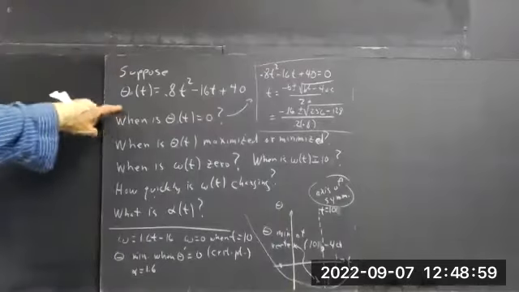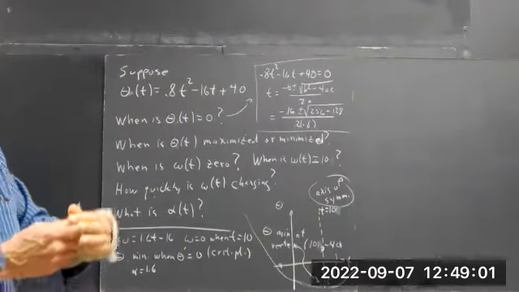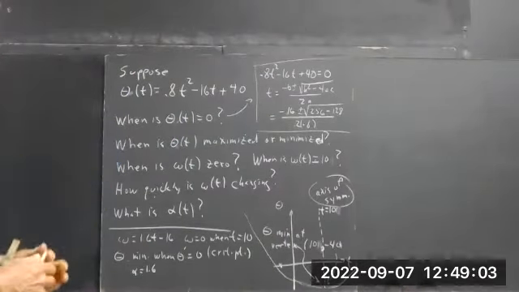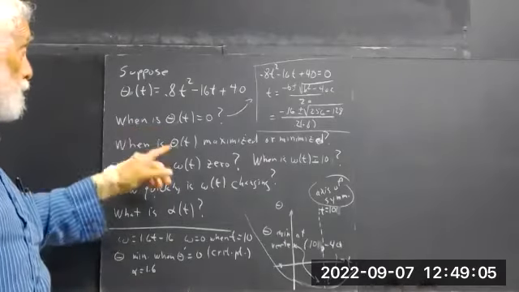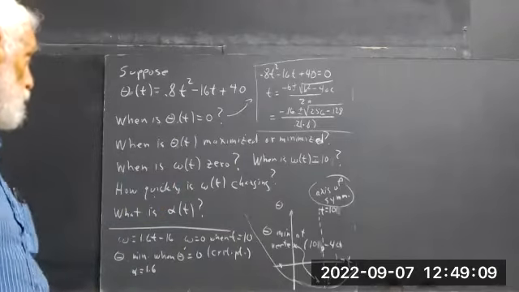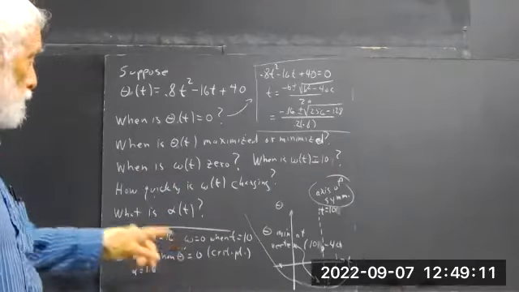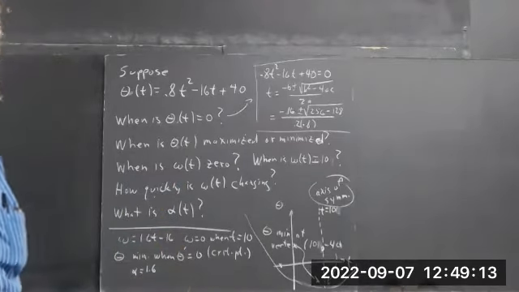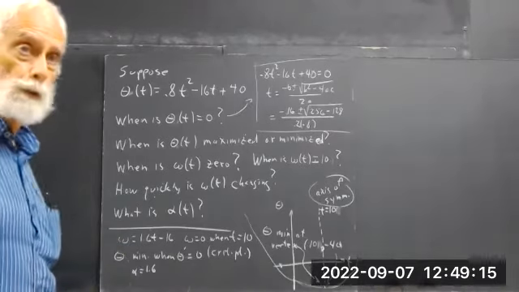So the problem I gave you, I just gave you the theta of t function and asked you several questions. When is theta zero? When's theta maximized or minimized? When's omega zero? When's omega equal to 10? How quickly is omega changing? What's alpha at t? That was different people approaching it different ways.